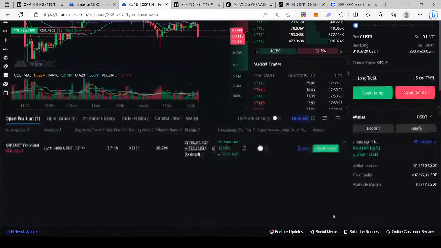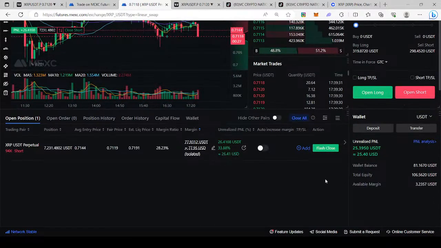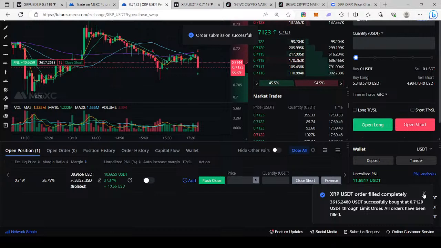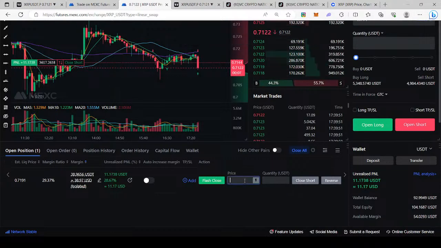So right there, you can jump in a short. You see, I took a short right there. I did 100x. I just made 32%. So on 80 bucks, I just took in 25 bucks. So right here, I'm going to go ahead and take my profit at 71.20. I'm going to take 50% at that level. I'm going to take that profit because that's 30% right there. And at 71.20, I'm going to put a 50%er in there as well.